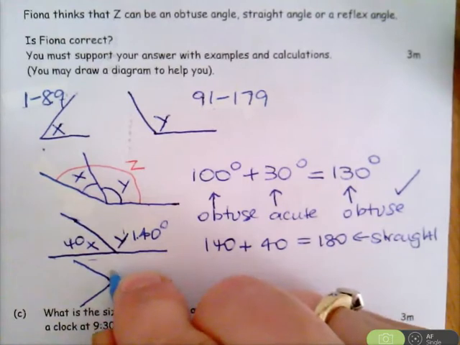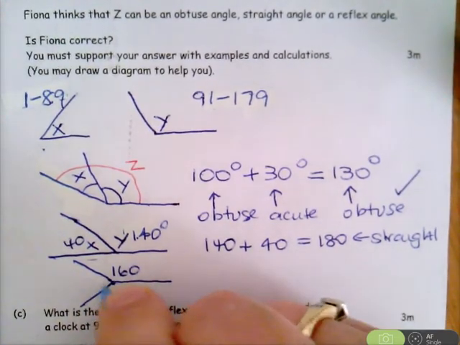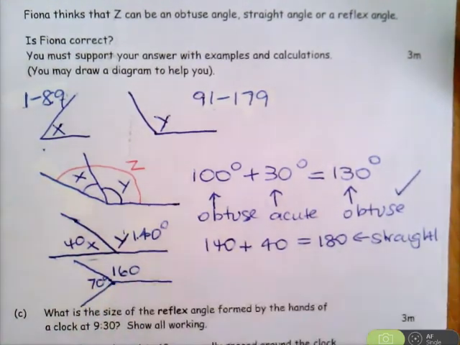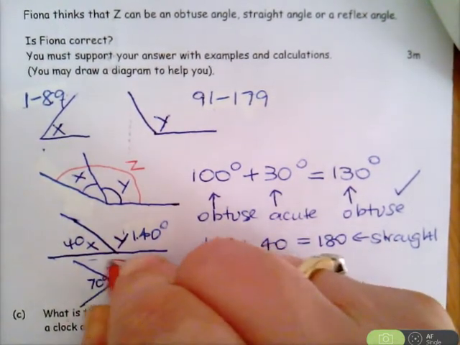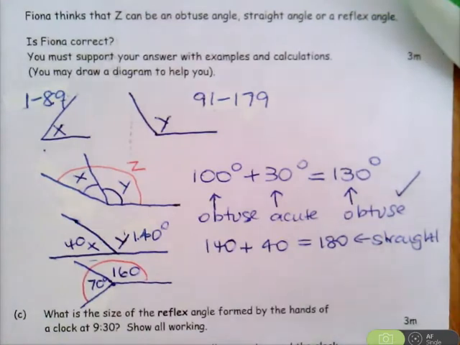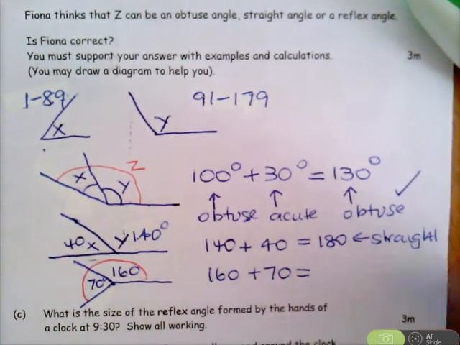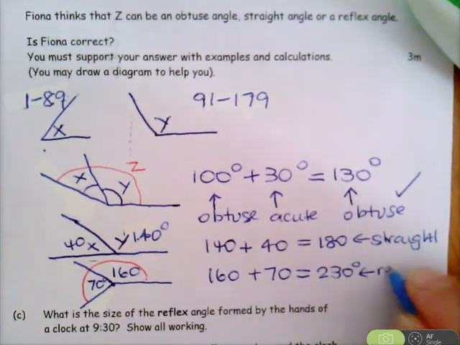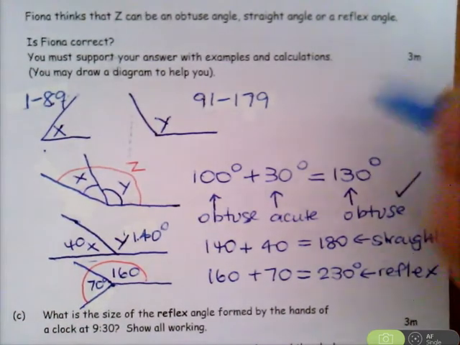Now let's say this obtuse one is 160 and this acute one might be 70. So look at my overall angle. When I add the two together, I end up with a reflex angle. So 160 plus 70 gives me 230 degrees, and that's definitely a reflex angle. So therefore, Fiona is correct.